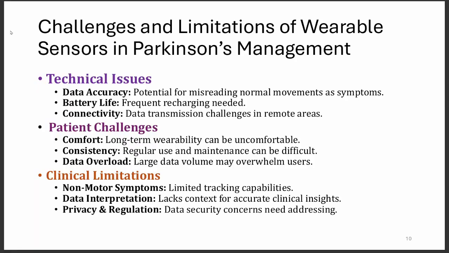So there are a few challenges and limitations. That is because of the fluctuating nature of this disease. There is data inaccuracy. Sometimes the communication module has a problem, like the Wi-Fi has some problem from remote sensing, and there is also battery life, because it has a very sensitive battery. So that is also a problem.